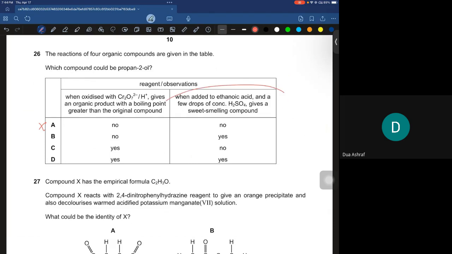When added to ethanoic acid and a few drops of H2SO4, it gives a sweet smelling compound. So ethanoic acid is going to react with this propan-2-ol and give you an ester. It should be yes, because we have the observation of a sweet smelling product. Let's try B. B says no, of course, and yes. Okay, B is correct. Why not C and D? Because in options C and D they are saying yes, yes, which means that ketone is going to have a higher boiling point than alcohol.